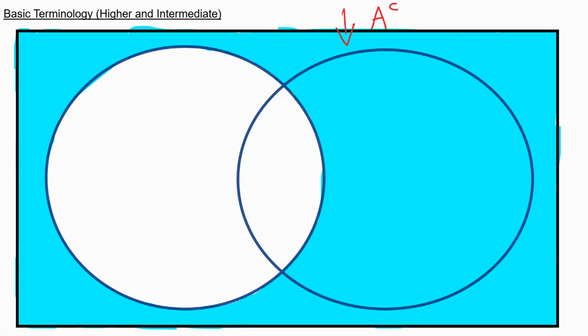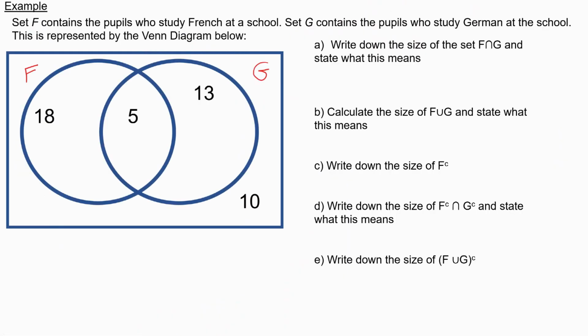Finally, we have this little c. This is called a complement. This represents everything which is not in set A. You might also see this as A with a little dash. A complement, everything not in A. Here's a question using our new set notation.